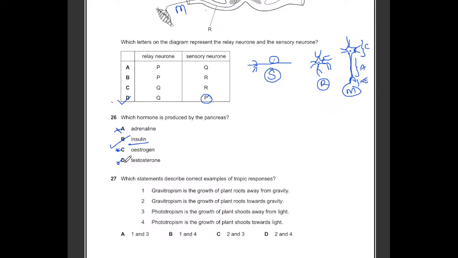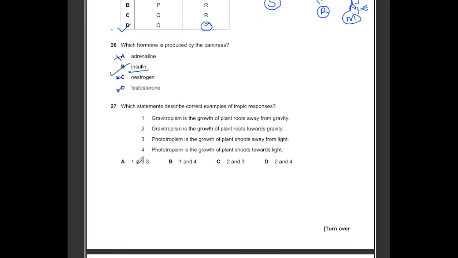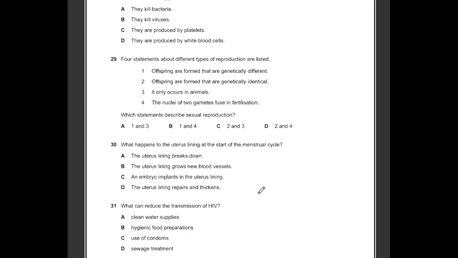Fine. Next one. Which statement describes the correct examples of tropic response? Tropic means growth towards the light or towards a chemical, or moving away from them, whether on the positive or negative side. Gravitropism means towards gravity, the positive side. Okay, gravitropism is the growth of a plant root away from gravity? No, towards gravity is the correct one. Now phototropism is towards the sunlight but away from gravity. Okay, phototropism is growth of a plant shoot away from the sunlight, or shoot towards the light. So these two options are correct, and the answer should be 2 and 4 are correct, which means D is the correct answer. Okay, moving to questions 28, 29 and 31.